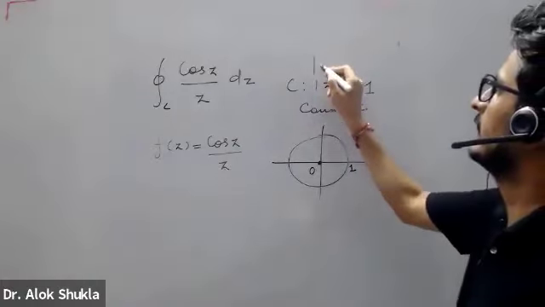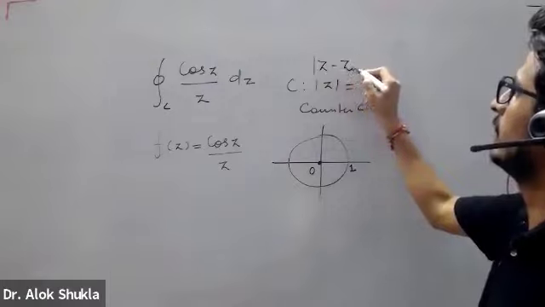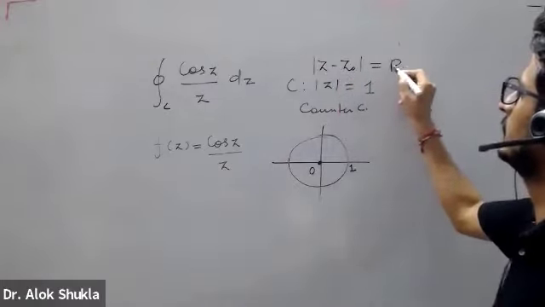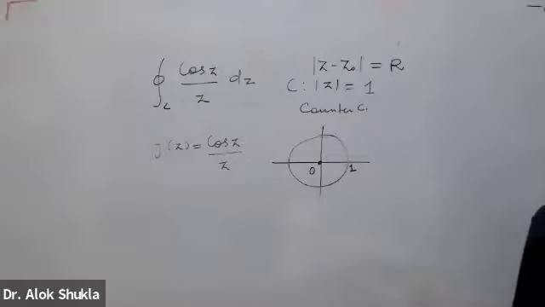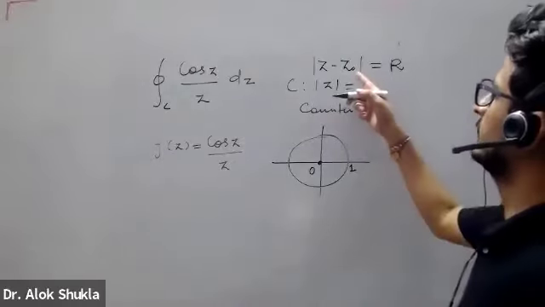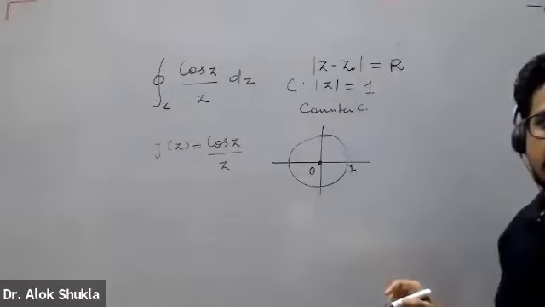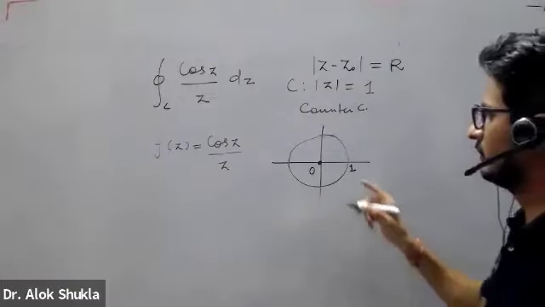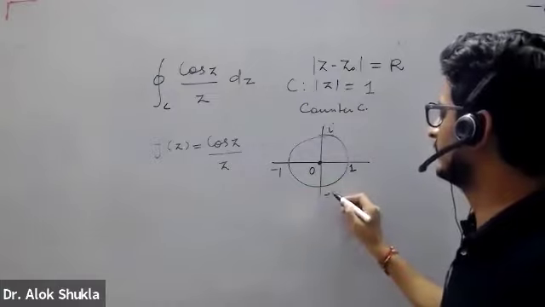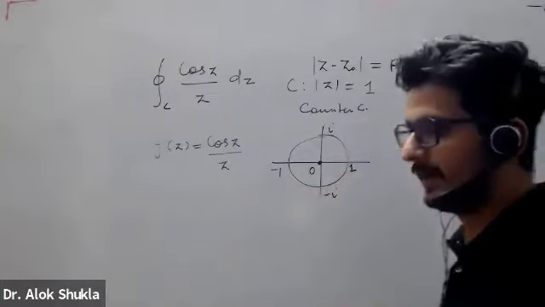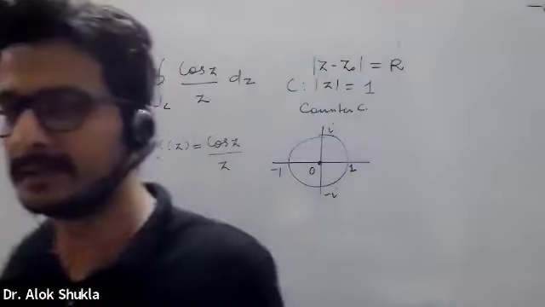So what is the general definition of circle? It is mod of z minus z naught is equal to r. This is the equation of circle where z naught is the center and r is the radius. So this is 1, this will be minus 1, this will be iota, this will be minus iota. On the Argand plane, we will draw it like this.